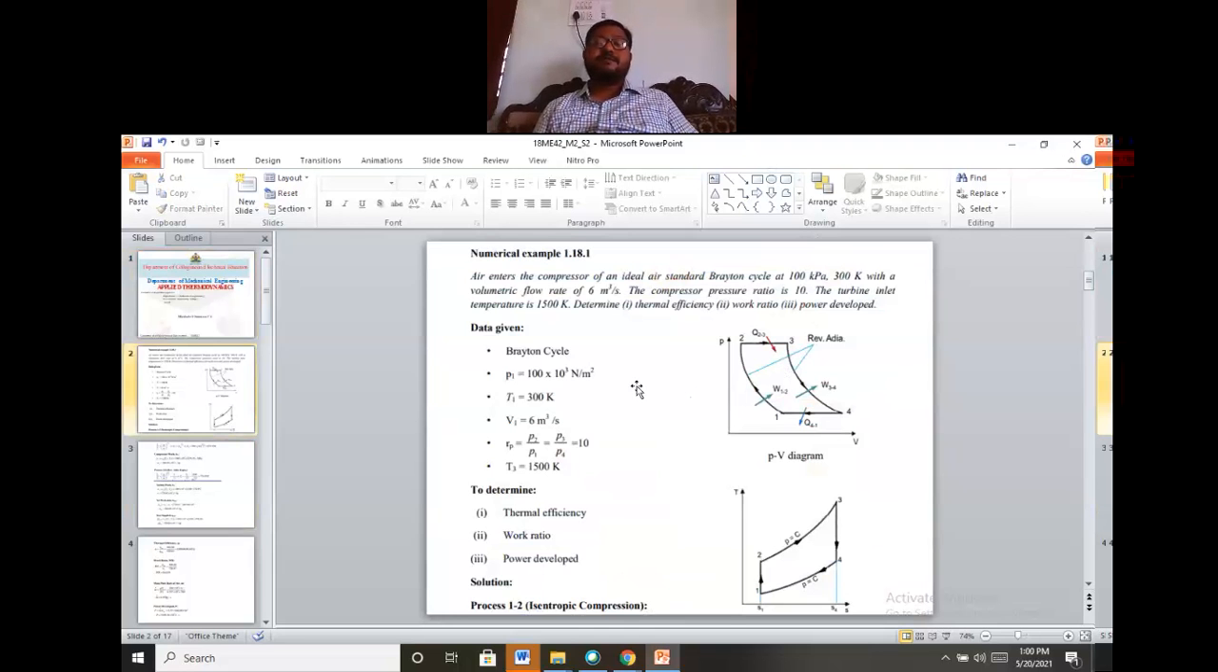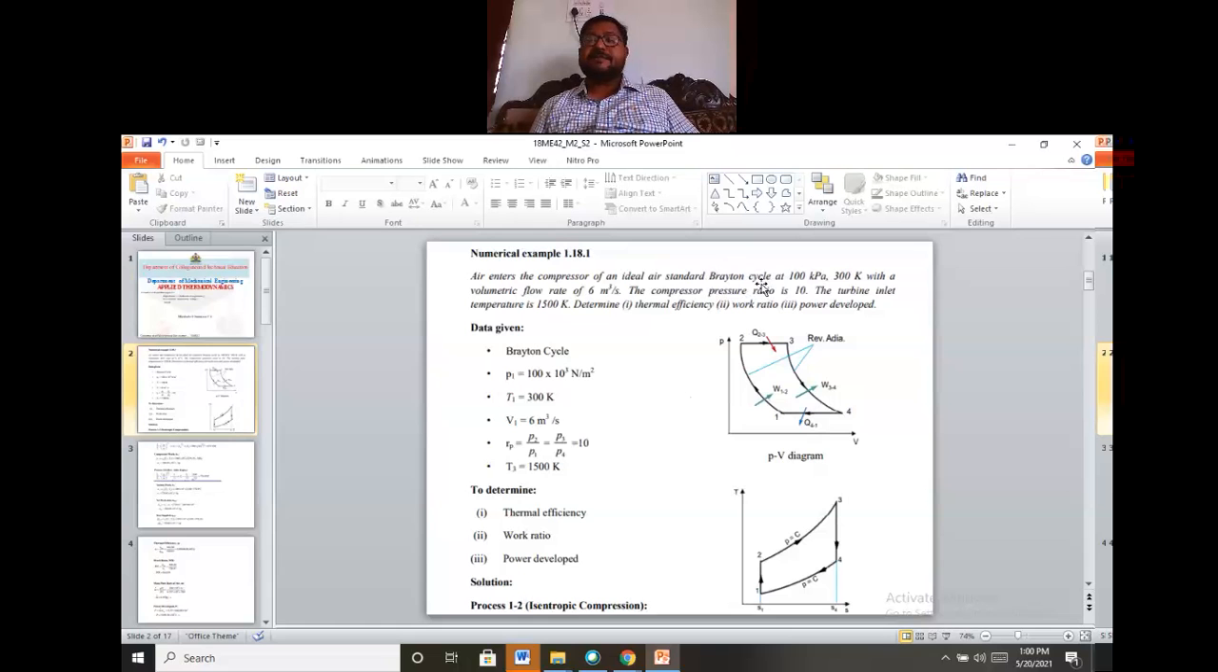See, first problem. Here enters the compressor of an ideal air standard Brayton cycle. Directly he has given the Brayton cycle here. No need to worry, so that the Brayton cycle you are very clear.